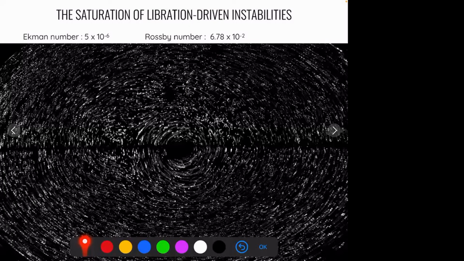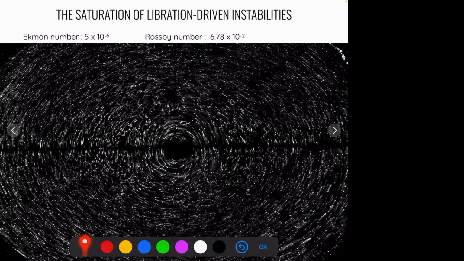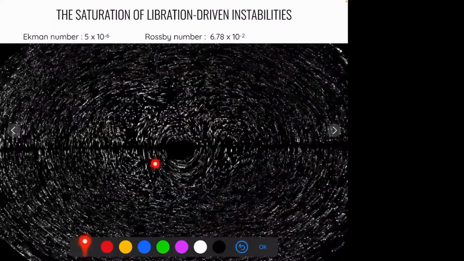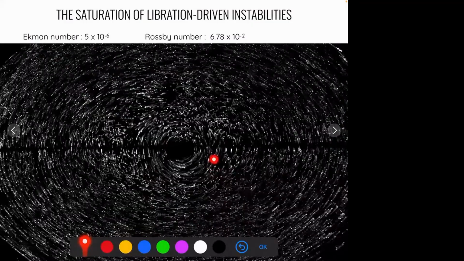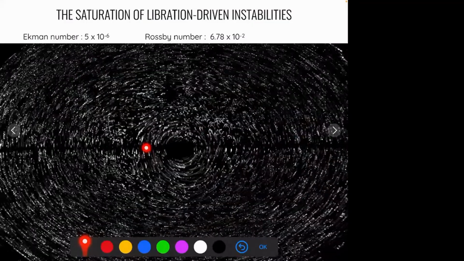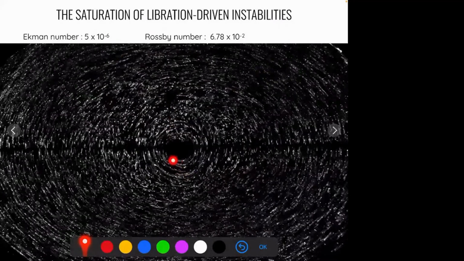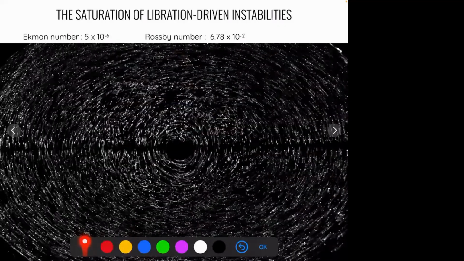Okay, so what happens if we crank up a bit the Rossby number? So we go from 5 times 10 to the minus 2 to 6.8 times 10 to the minus 2. If you look at the flow, I hope that you can see that in the center, it looks very different. This time you have a persistent swirling flow at the center of the ellipsoid that is anticyclonic. And so it's a mean flow, right? It's persistent, so it's also invariant along the rotation axis that is perpendicular to the plane of the slide.